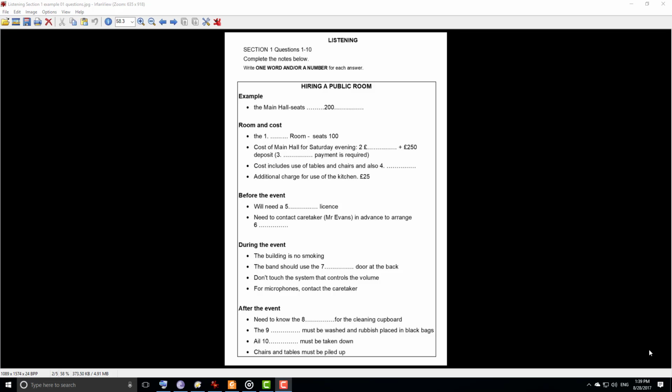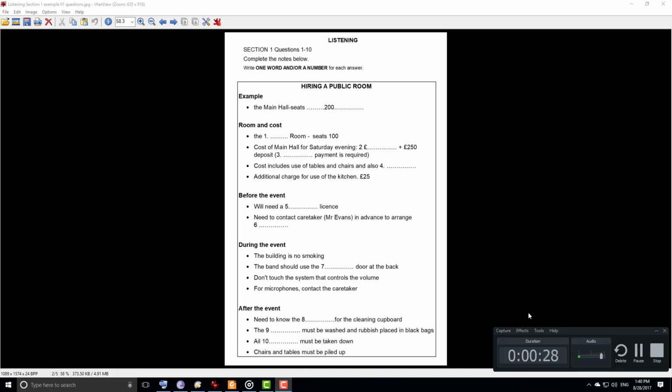Now, the most important thing that you will hear is the introduction. In the introduction, they tell you something about the speakers you are going to hear and also something about the topic, what it is they're talking about. So in this case, it's between a speaker who wants to hire a public room and some public official in charge of this public room. It's important to keep this in mind because this information will definitely help you when you have to answer the questions.